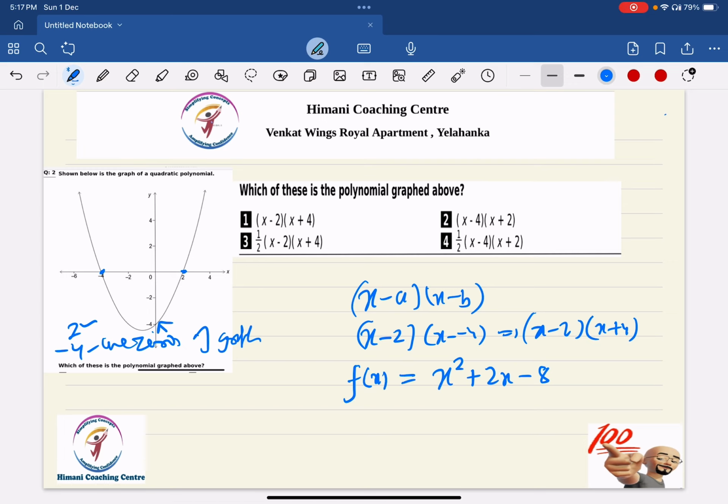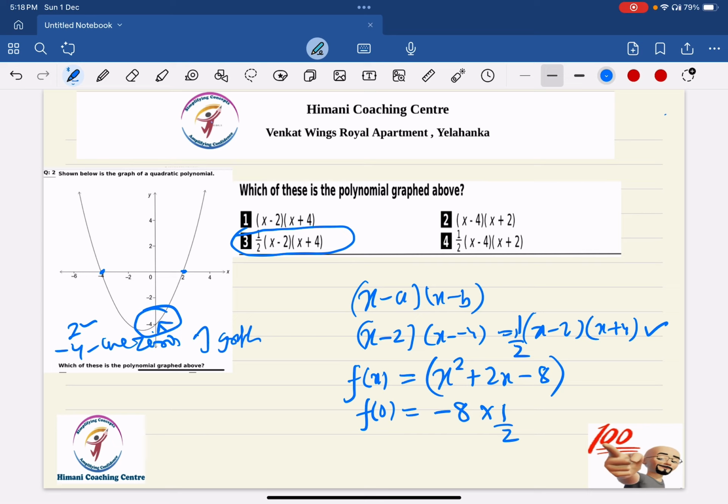Now, when graph cuts y-axis, that means x is 0. So let us find f of 0. So it is -8 if I am taking this value. But what is the value here? -4. That means this needs to be multiplied with half. So the entire equation needs to be multiplied with half, and hence 3 is the correct option.